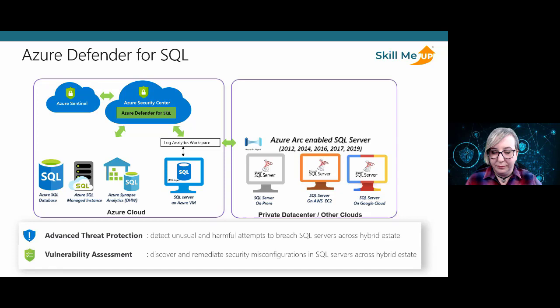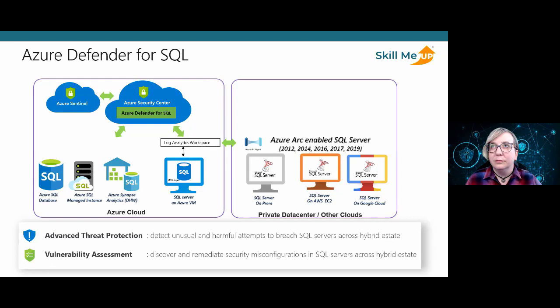But from a platform standpoint, if you're using Azure SQL Database, Azure SQL Managed Instance, and as well Azure Synapse Analytics, which is the artist formerly known as Azure Data Warehouse, SQL Data Warehouse, we get all of those features and functionality of Azure Defender, as well as Azure Sentinel, that can provide these advanced threat protection capabilities to find potential harmful attempts to breach SQL servers across our entire estate. This ties into Azure Arc to enable Azure Arc for SQL Server for our on-prem environments. So wherever you have that Microsoft SQL Server database running, we get these capabilities of Azure Defender.